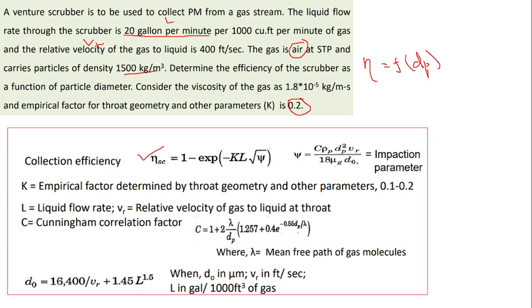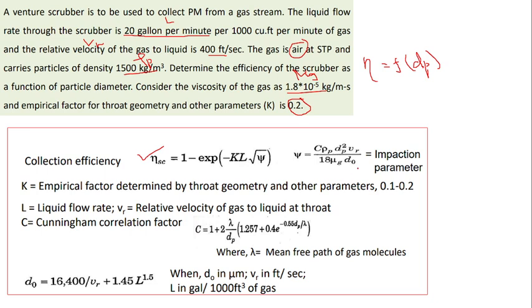Here C is the Cunningham correction factor. You can leave this factor and keep it as C itself. And then rho P is the density of the particle, which is already given. So rho P is 1500 kg per meter cube, right? VR is the relative velocity. It is given as 400 feet per second. And mu G is already given. The viscosity of gas, mu G, is equal to 1.8 × 10^-5 kg per meter second.